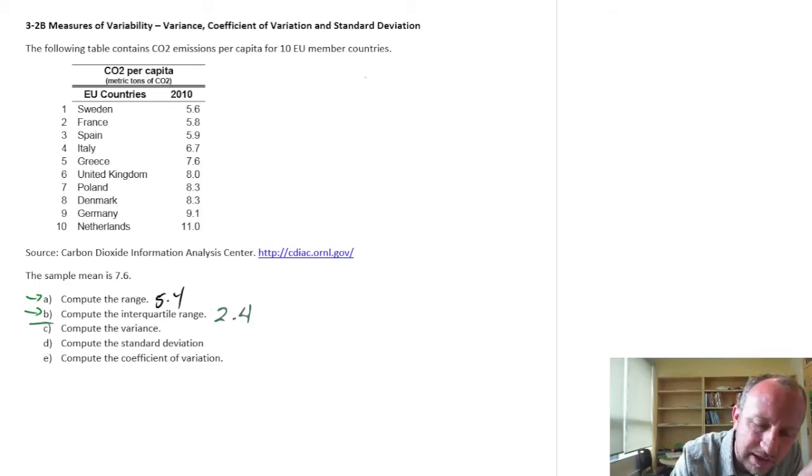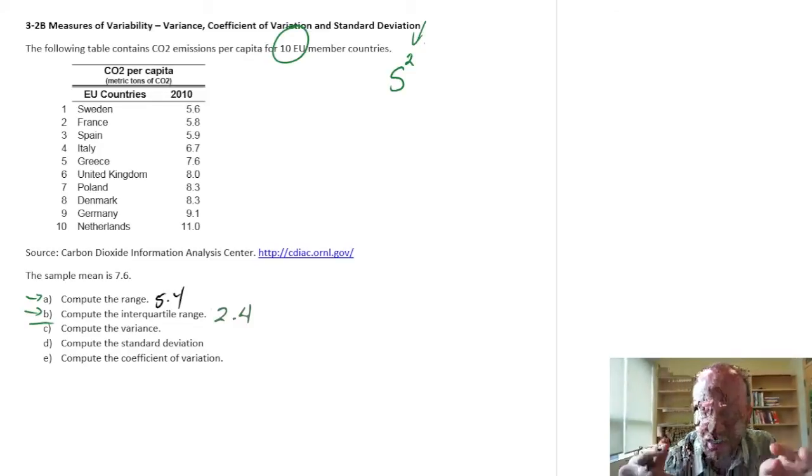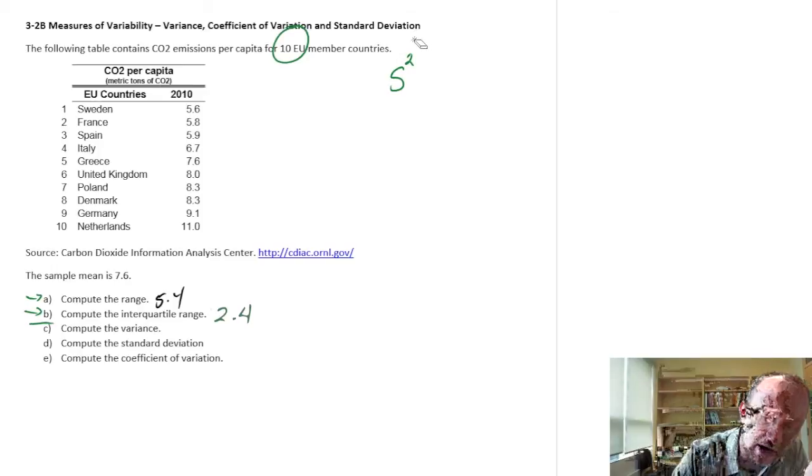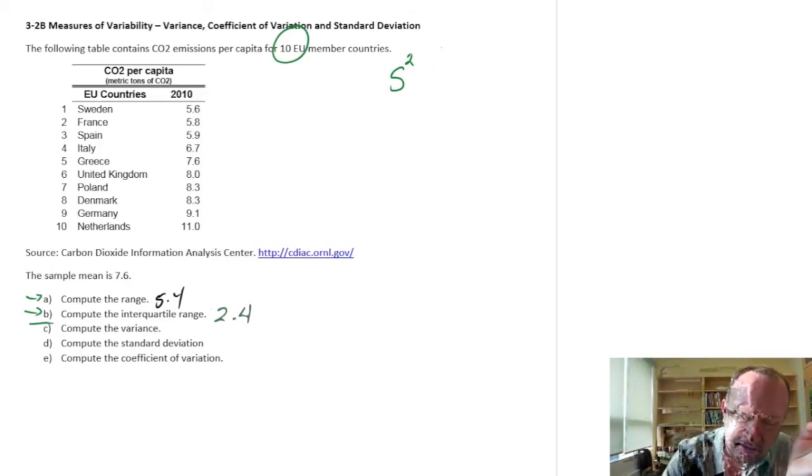So what we're going to look at here for the variance, the notation that we're going to be using, this is a sample variance, right? This is just a sample of 10 EU countries. So it's a sample variance, and so this is S squared. And we'll come back to the fact that it's squared a little bit later on. We'll see what happens when we eliminate that square. But for now, our variance, this is S squared.